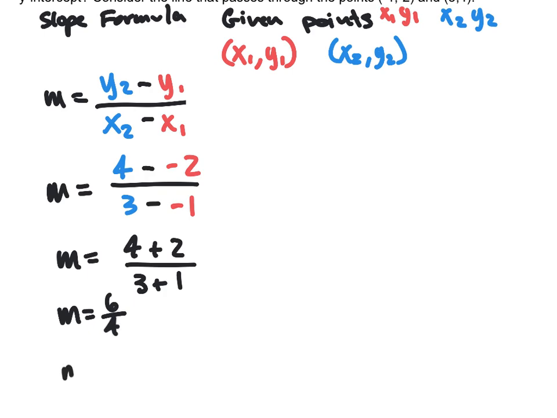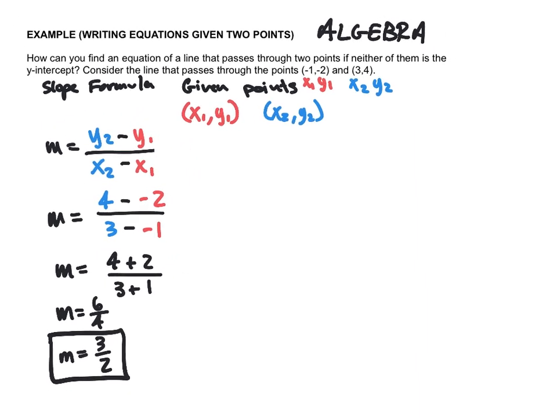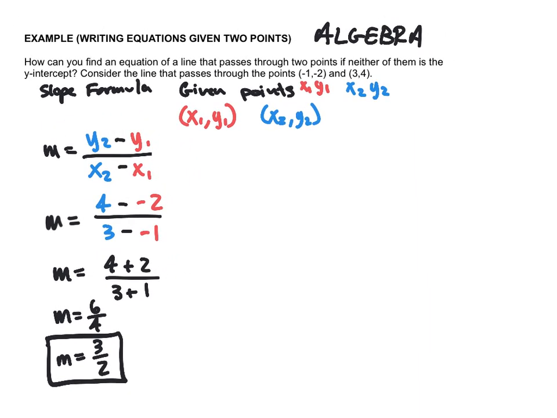Okay, now this slope can be simplified. 6 over 4 can be simplified down to 3/2. And that's the slope that we want to use for this equation. Now, we have identified our slope, because remember, all we need to do to write an equation is we need a slope and we need a y-intercept. So now, what I want to look at is how do we figure out what our y-intercept is?